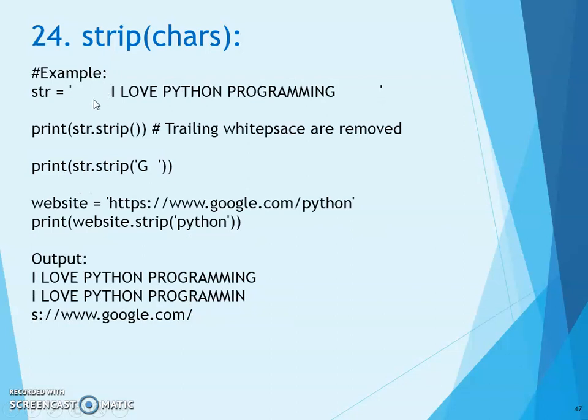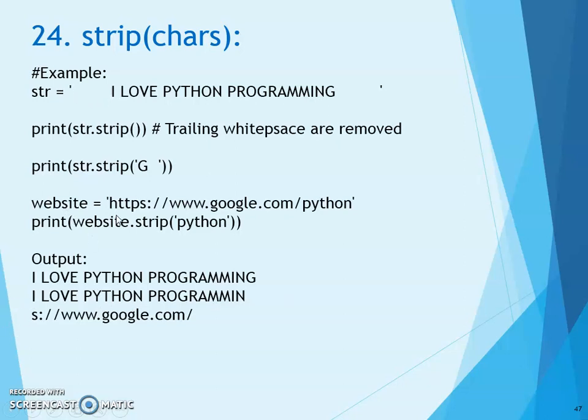So we'll see the example. Here space is added on both the sides and we are not passing any parameter, so it will remove all the trailing and leading spaces, both. So the spaces are removed. Here it is written to remove space and G. G is not there on the left-hand side, G is there on the right-hand side. So this G with spaces from the right-hand side, and from the left-hand side these spaces are removed.